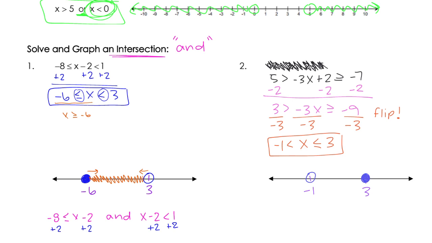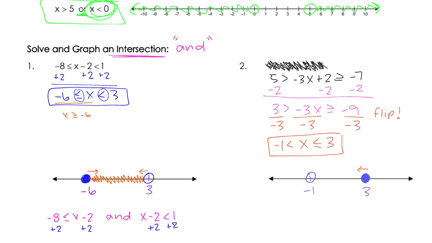And then again, I like to always double check that my arrows are in fact pointing in the right direction. What I mean by that is since it's an and statement, they should be pointing in the middle, meaning an intersection. So then x is less than 3, meaning we would shade to the left of 3.